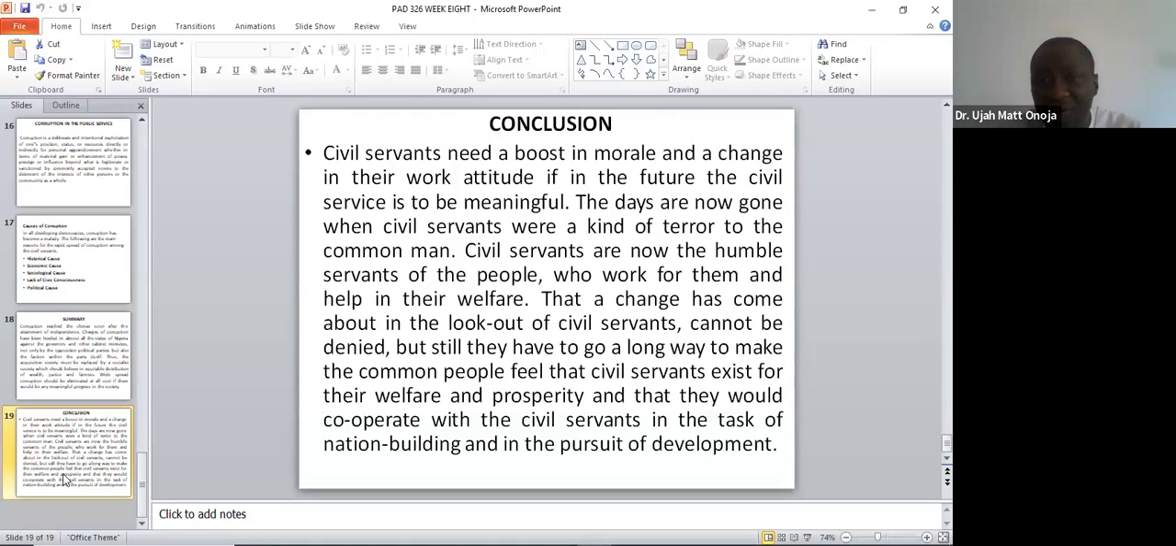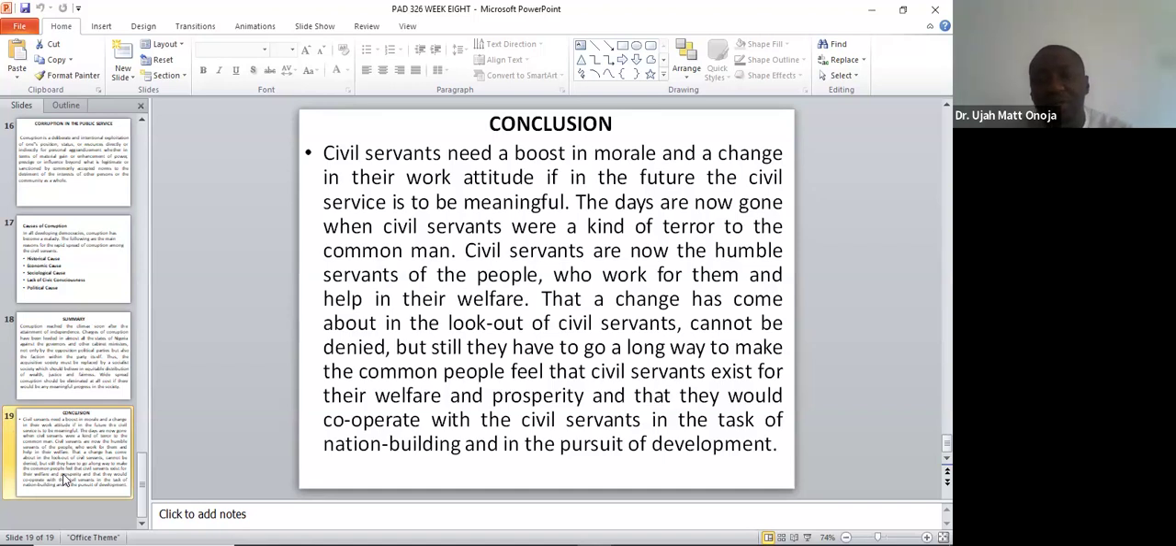The days are now gone when civil servants were a kind of terror to the common man. Civil servants are now the humble servants of the people who work for them and help in their welfare. That a change has come about in the outlook of civil servants cannot be denied, but they still have to go a long way to make the common people feel that civil servants exist for their welfare and prosperity, and that they would cooperate with the civil servants in the task of nation building and the pursuit of development.